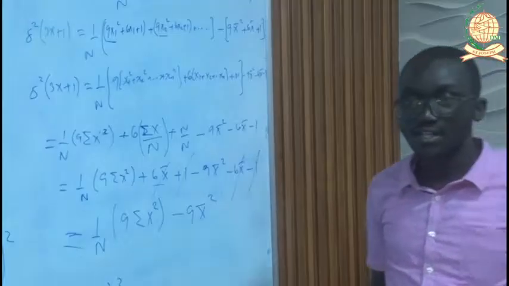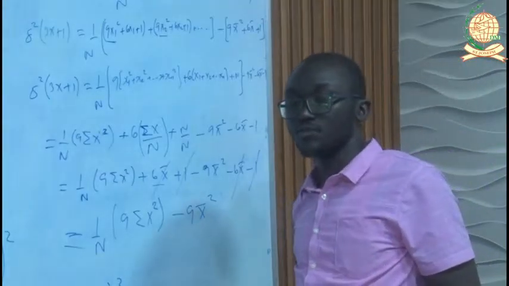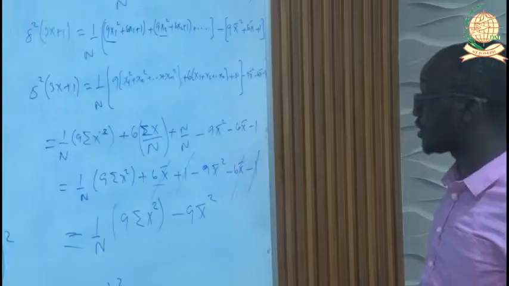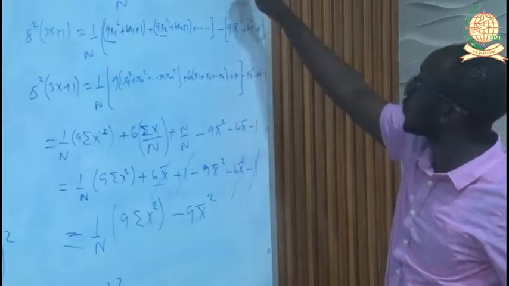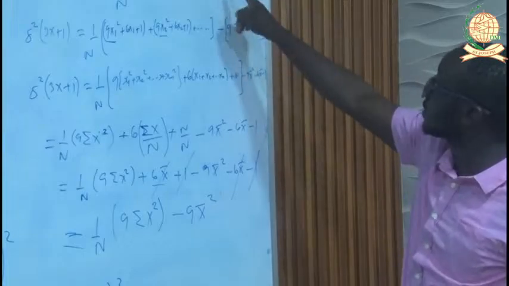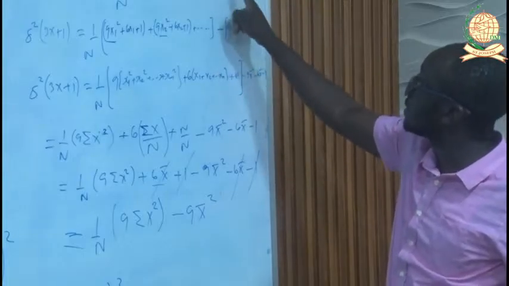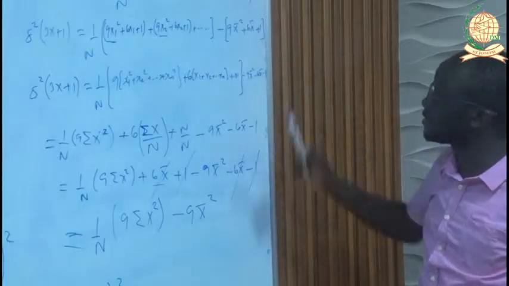1 has been repeated n times. So it's simply 1 times n. Then I have subtracted the square of this one, which is 9x bar square. This is 6x bar, and the 1 times 1 is just 1.